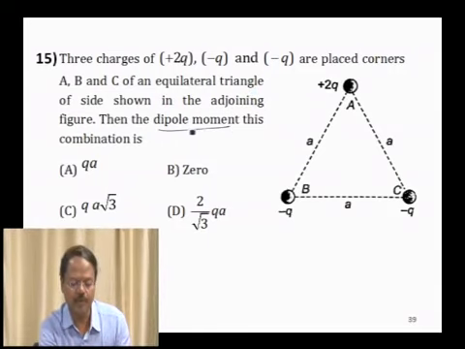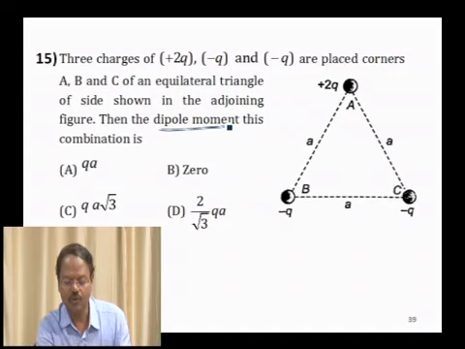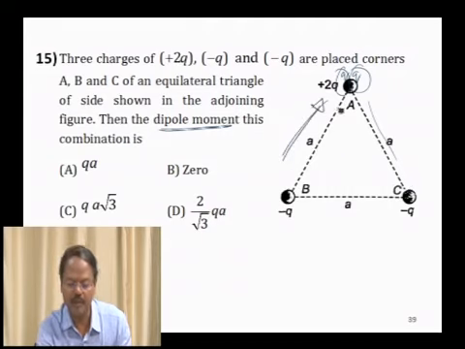What is the dipole moment of the combination? Notice that you can split this 2q as q and q. So, take one with this and one with that. So, dipole moment of the two. You have one dipole moment here, another dipole moment here, and the two are vectors.